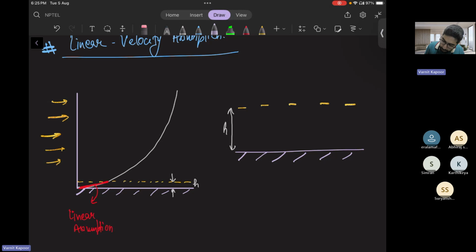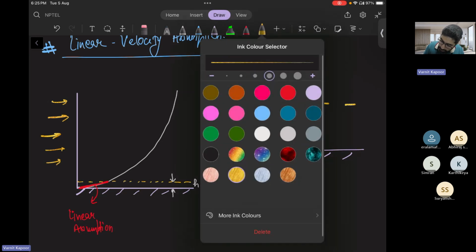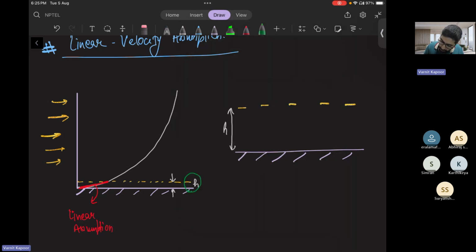So what I'll do, I'll say that I have zoomed it. So this distance is h. You can say that this is the increasing y direction upward, and here the velocity is assumed to be increasing linearly. So how does the velocity profile look? It looks something like this. Initially it is no slip, just at the boundary, then some velocity, then some velocity, and then some velocity.